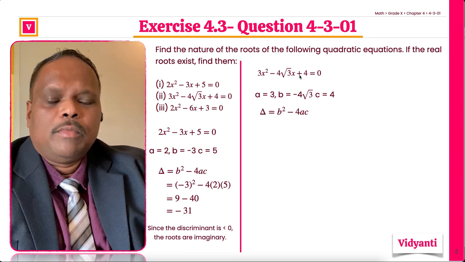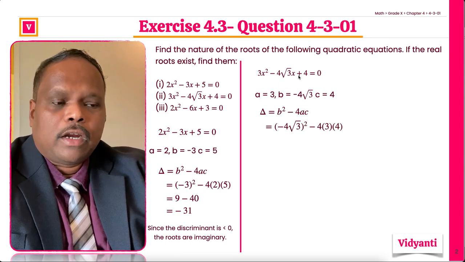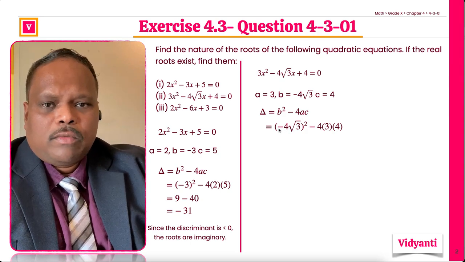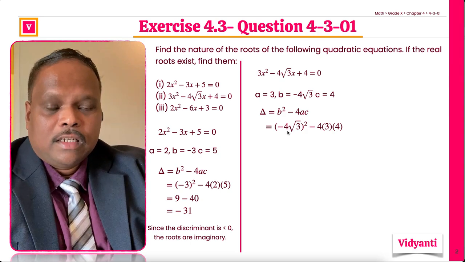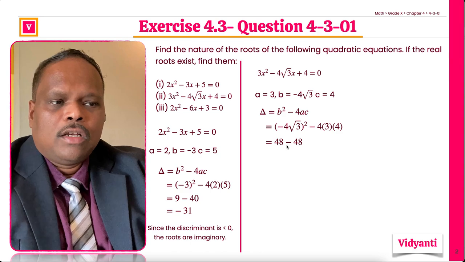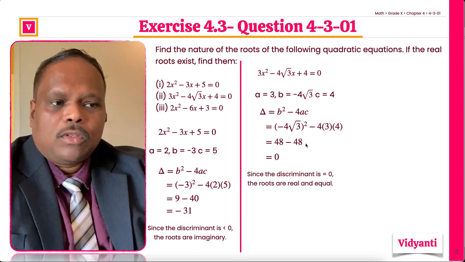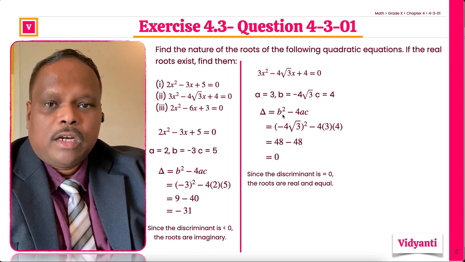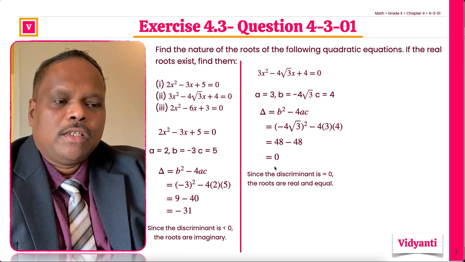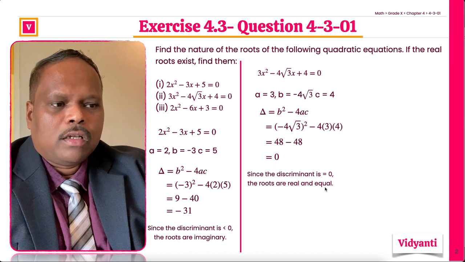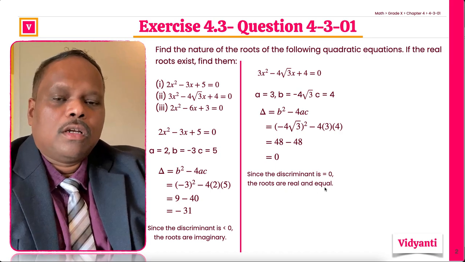Here, the delta will be b square minus 4ac. Again, we'll substitute and evaluate. Negative square will still be positive, 4 square will be 16, and root 3 square will be just 3. So it's 16 times 3, that will be 48. Once you evaluate this bracket, it will come out to be 48. Now here, 4 times 3 is 12, times 4, that will be 48. 48 minus 48 will be 0. Now this covers the second case. If the discriminant b square minus 4ac comes out to be 0, then the roots are real but equal. So it's the same root repeated twice.